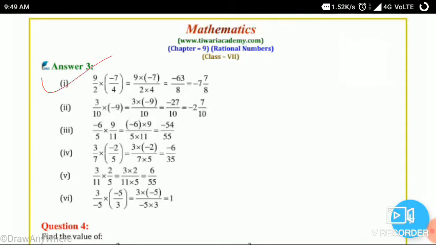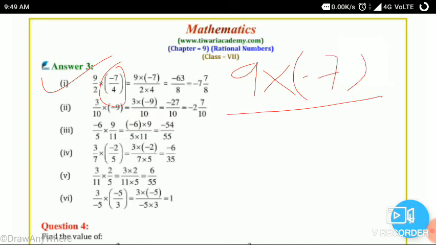See, 9 upon 2 multiply minus 7 upon 4. So here we want to multiply, we want to find its product. So very easy. See, first upon we write numerator. So which is numerator in 9 upon 2? 9. Okay. Now put multiply sign, and here which number is in numerator? Minus 7. Okay. And see, in denominator, in first rational number there is a 2, and in second rational number there is a 4.